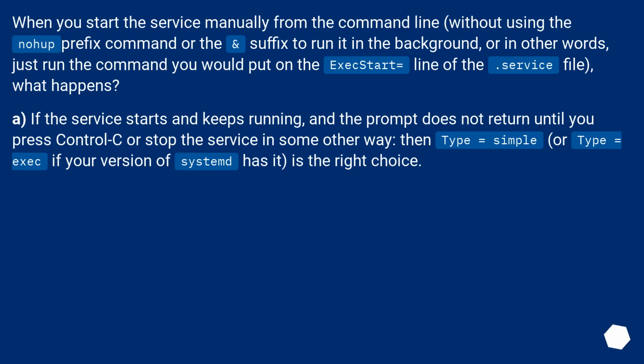When you start the service manually from the command line, without using the nohup prefix command or the -n suffix to run it in the background, or in other words, just run the command you would put on the ExecStart= line of the .service file, what happens? A. If the service starts and keeps running, and the prompt does not return until you press Ctrl+C or stop the service in some other way, then Type=simple or Type=exec, if your version of systemd has it, is the right choice.